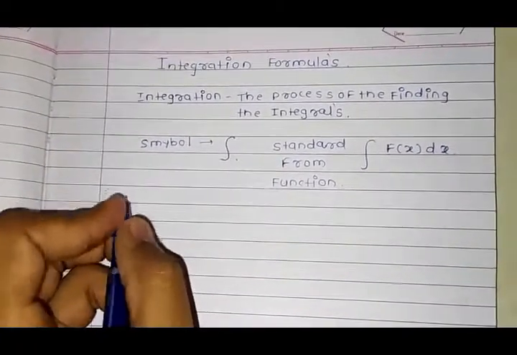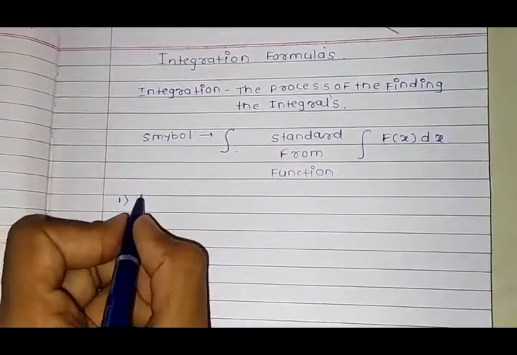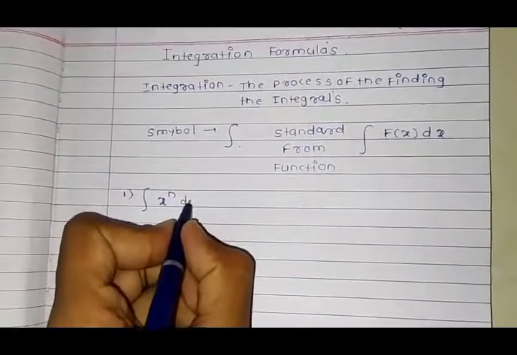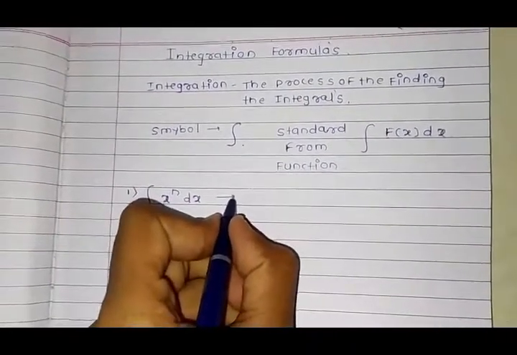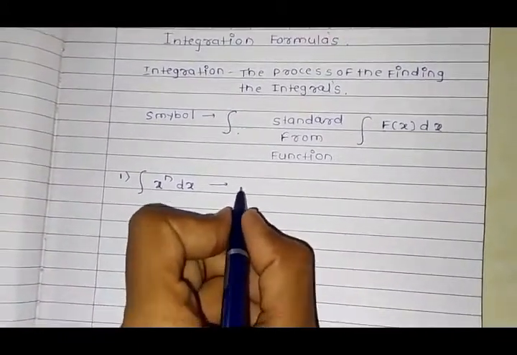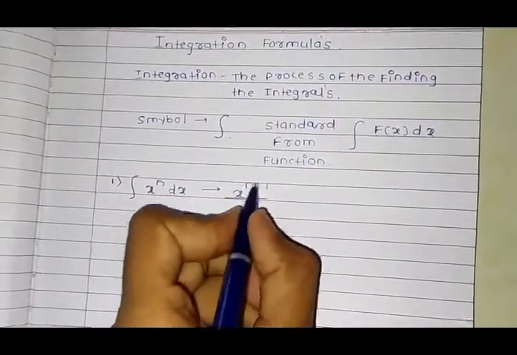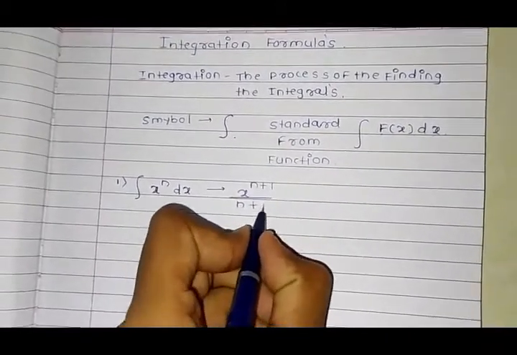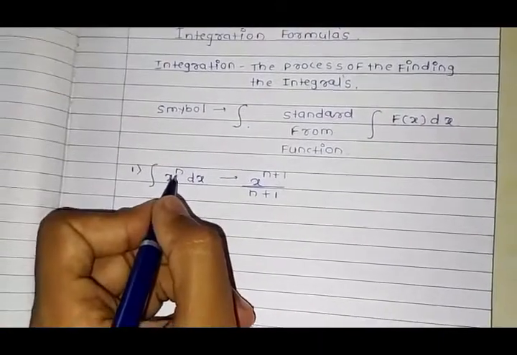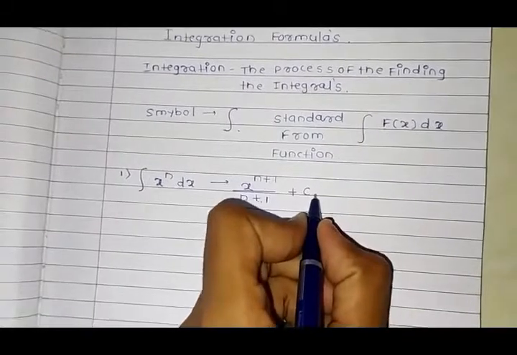First, integration of x raised to n dx. This is a very simple formula. x raised to n plus 1, divided by n plus 1, that is, one is added to the power of x, plus c. This c is a constant.